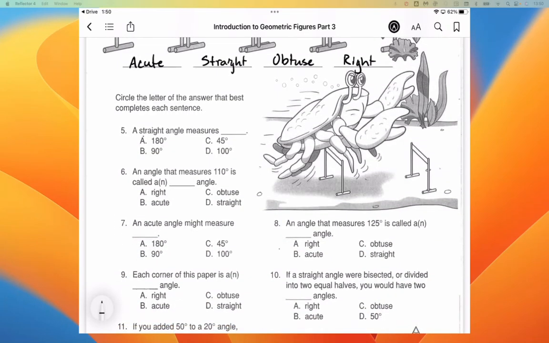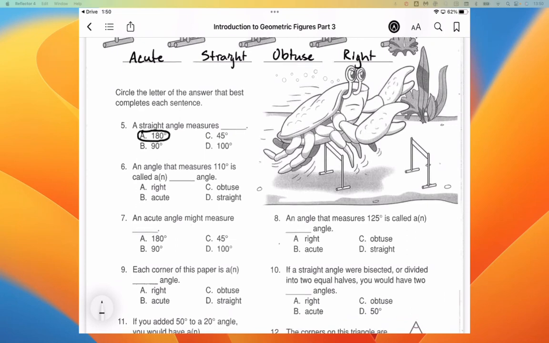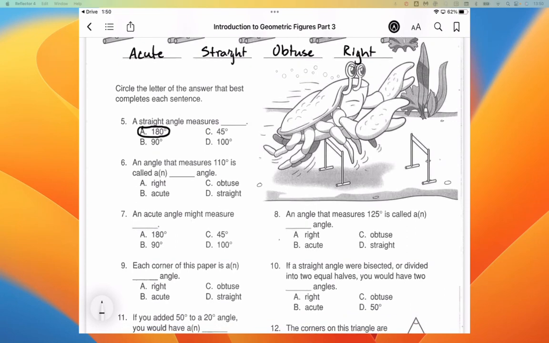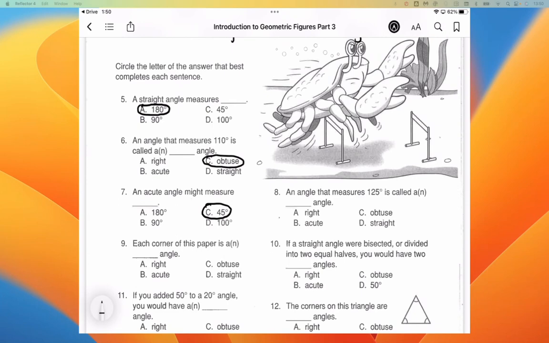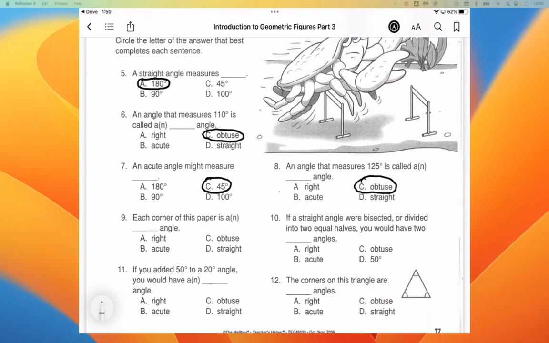So a straight angle is a straight line. A straight line is 180 degrees. An angle measure of 110 is more than 90, so that would be an obtuse angle. An acute angle is an angle that is less than 90, so an example of that would be 45 degrees. An angle that measures 125 is larger than 90, so obtuse. Each corner of a paper is a right angle.